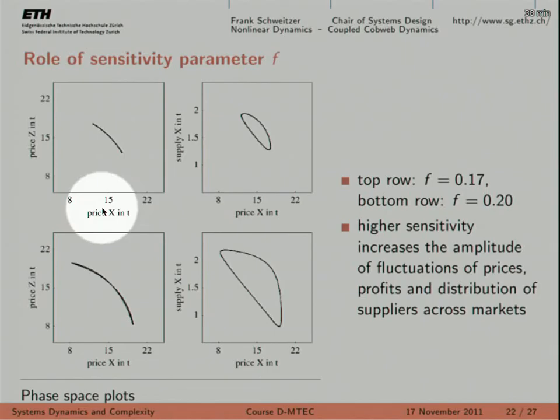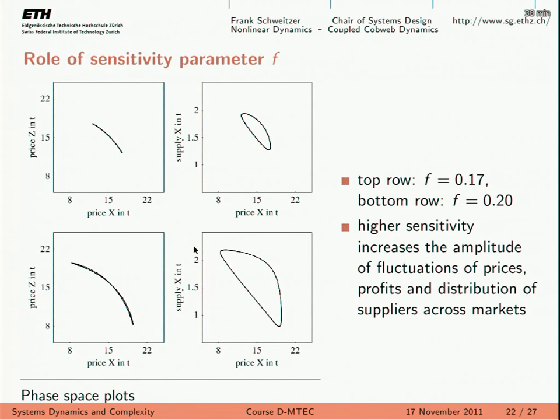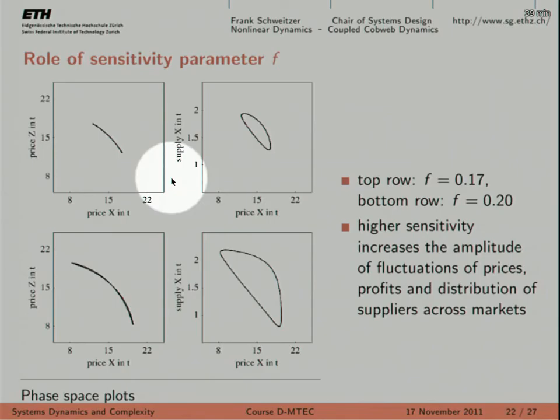So here you see the price fluctuates between, I would say, 10 maybe to 17. But here it's from 8 to 17 or even 18. So there's a much larger fluctuation. What is shown here is the price versus the supply in the same market, market X. And now these are again negatively correlated. Of course, when the price goes up, the supply goes down.